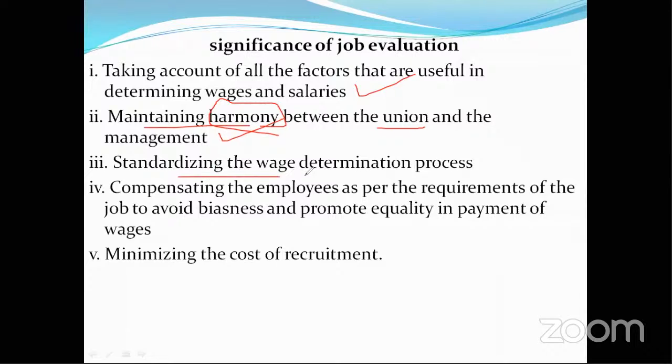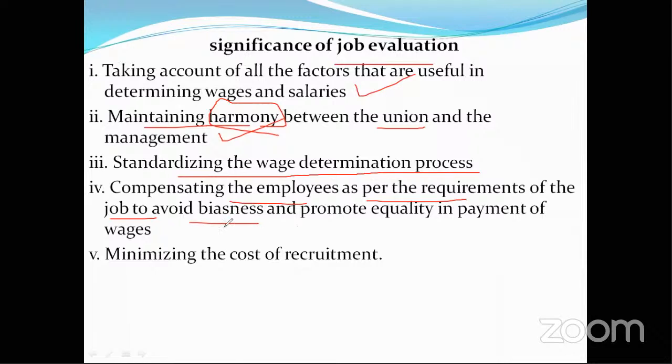And standardizing the wage determination process. So how much wage should be paid, how much salary should be paid, it will be determined with the help of this job evaluation. Compensating the employees as per the requirements of the job. So as per the requirements of the job, the amount should be paid to the employees. That is done with the help of job evaluation.